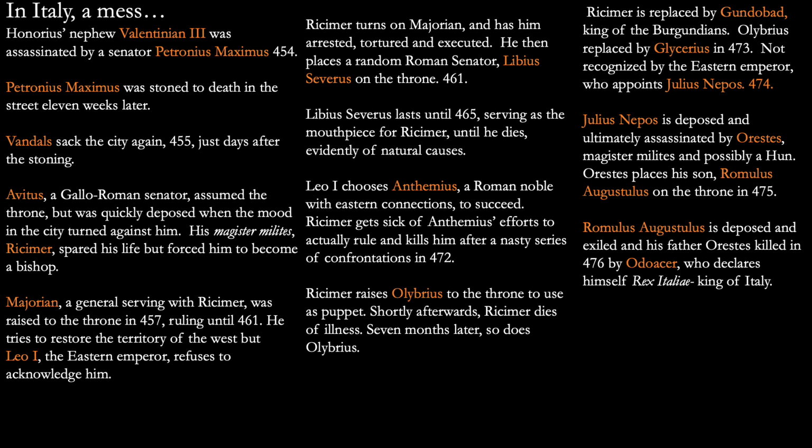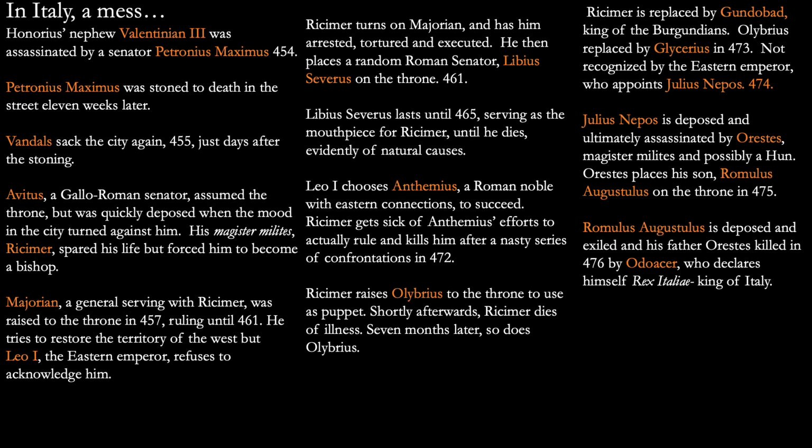And so once Orestes is in charge as Magister Militis, he's not even going to bother pretending that this isn't just a puppet show. He's going to choose his young son, Romulus Augustulus, whom he must have named just for this purpose, on the throne. So it's 475. Romulus Augustulus is named emperor in the West. If you remember, Romulus was the traditional founder of Rome. Augustus was the first emperor of Rome. So that is meant to be a significant name. So Romulus Augustulus, little Romulus Augustus, is put on the throne.